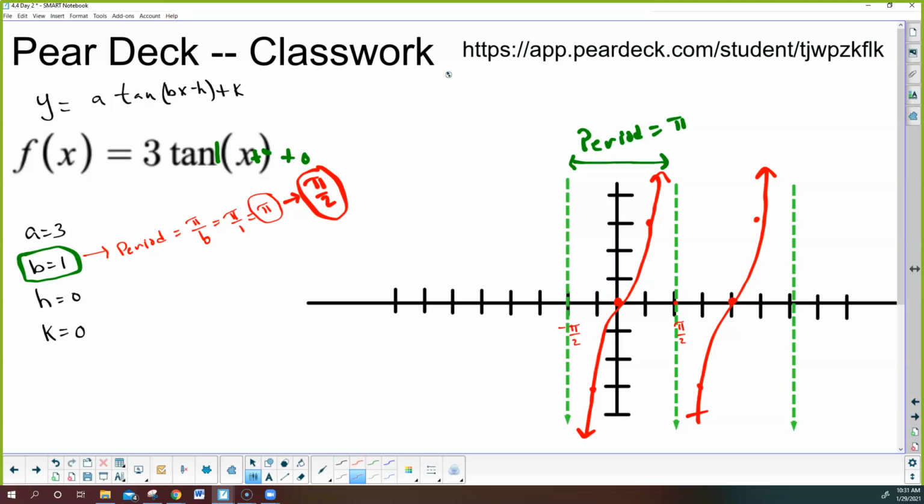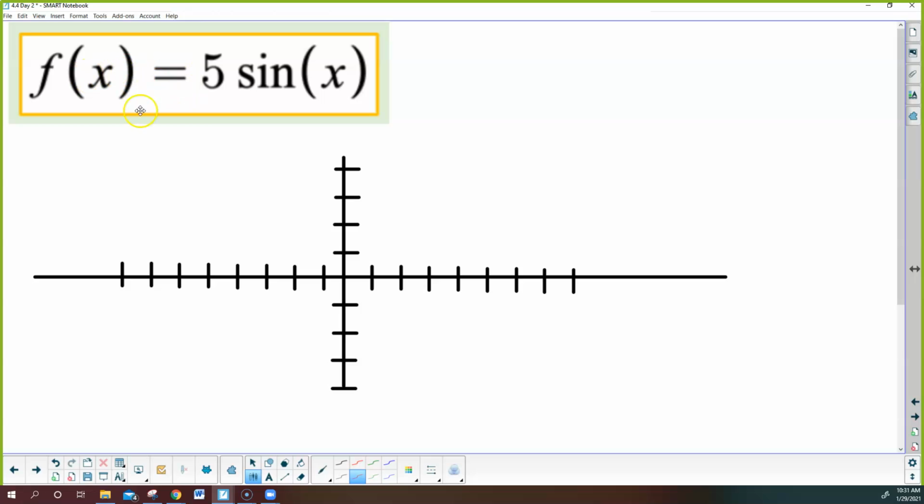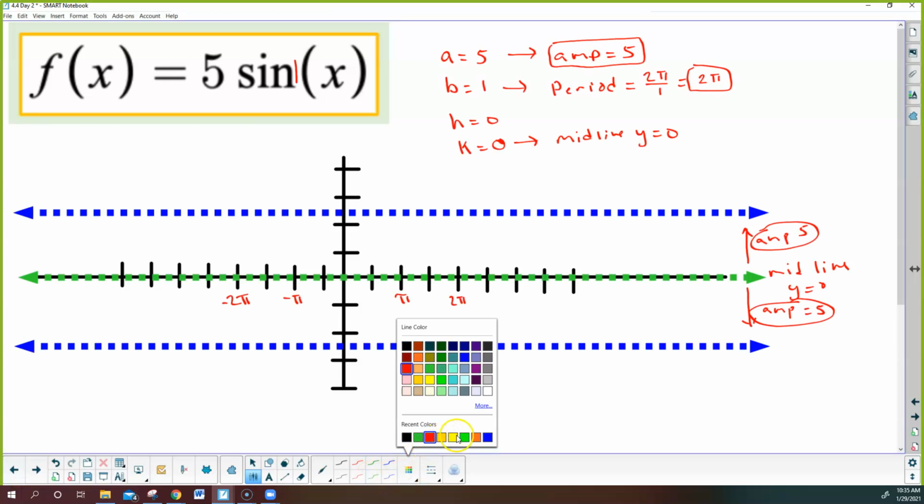Okay? I'd like you to try one now, and I believe you should be on here. So if you go back to PreCalc, I'd like you to try this one here quick. This is just 5 sine of x. So here's how I graphed the 5 sine of x. The amplitude is 5. B is 1, so my period is 2 pi. So that means my 4th tick mark over is 2 pi.